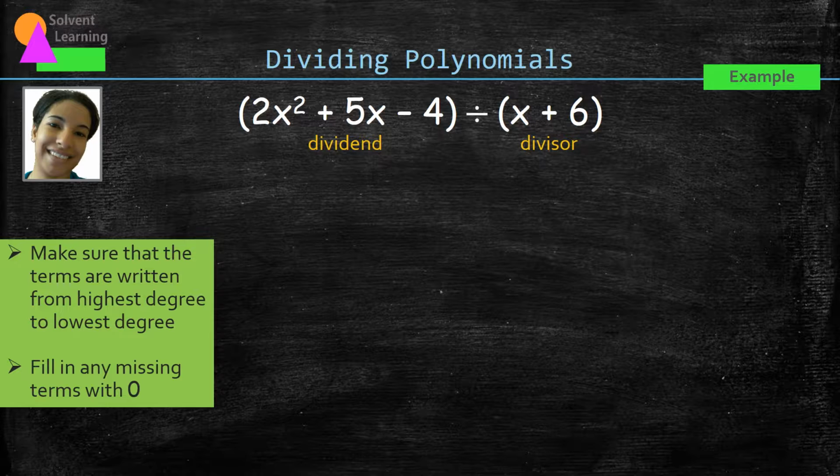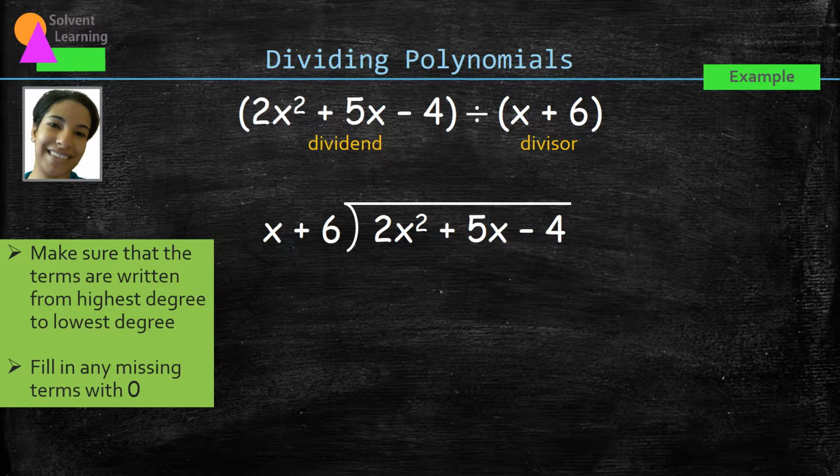Both the trinomial and the binomial here are already set up starting with their highest degree term going down to the lowest with no missing terms, so we don't have to make any changes here. Okay, so we draw our long division symbol, and our dividend goes inside the symbol. The divisor goes in front.